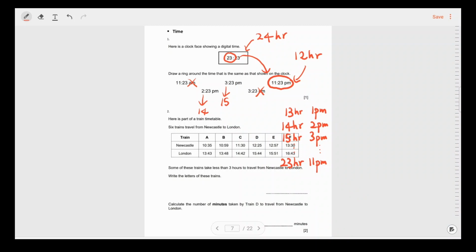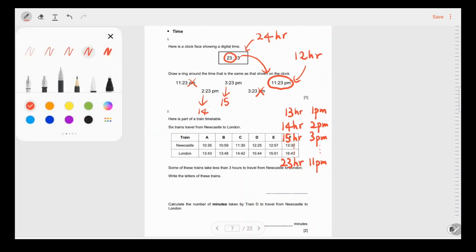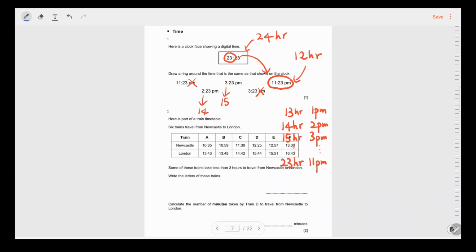Great. So now let's move on to the next question. Here is a part of a train timetable. 6 trains travel from Newcastle to London. We have 6 different trains, A, B, C, D, E, F. Some of these trains take less than 3 hours to travel from Newcastle to London. Write the letters of these trains.